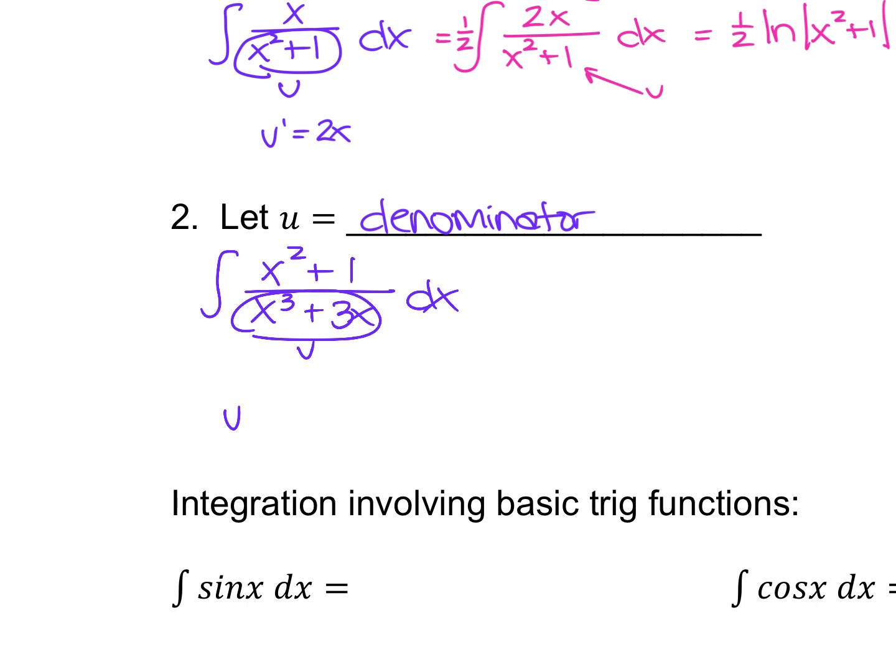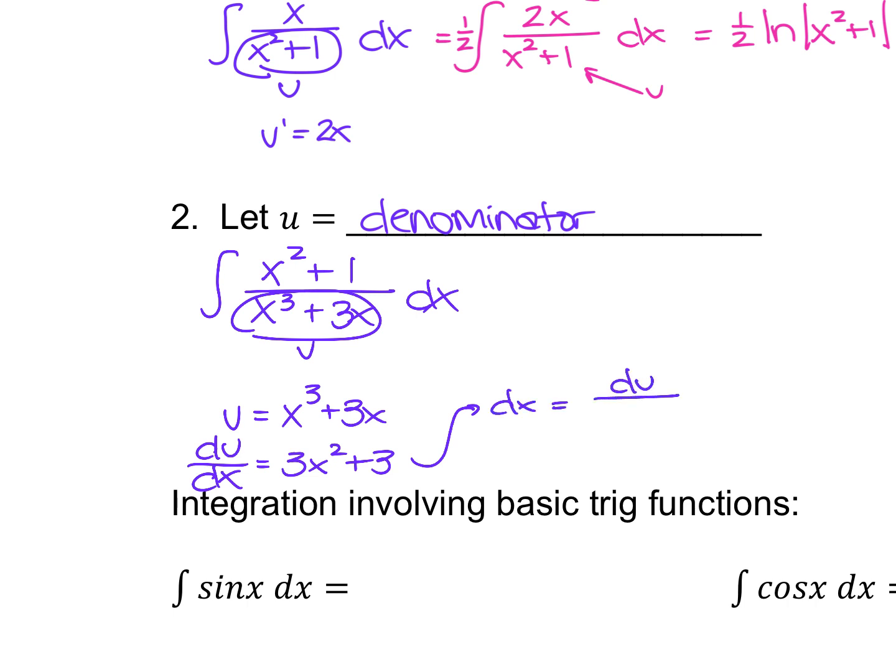But just to show you, if we did decide to just make u equal the bottom and do a normal u substitution, we would say u equals x cubed plus 3x. My normal process is du dx is equal to 3x squared plus 3. Then I would solve for my dx, and my dx would be du over 3x squared plus 3. So then I go back in and I change up my equation here.